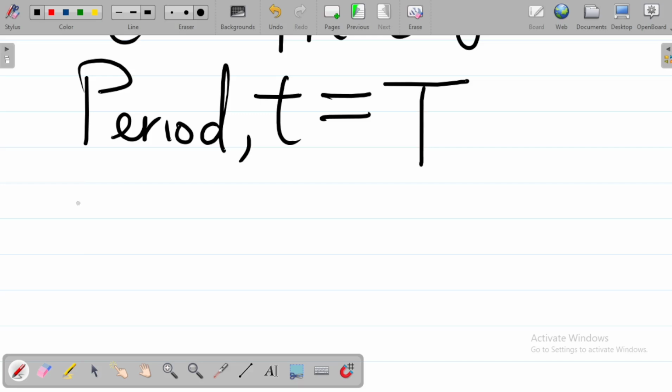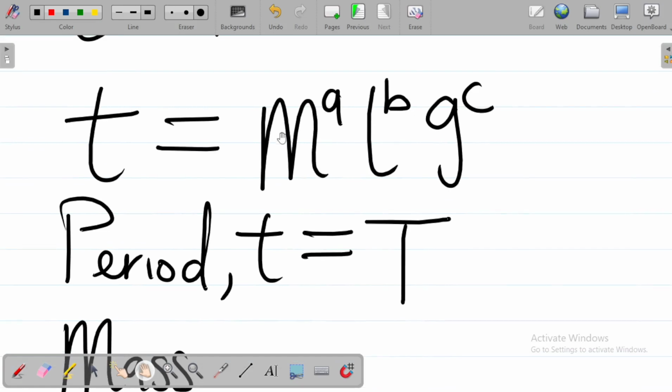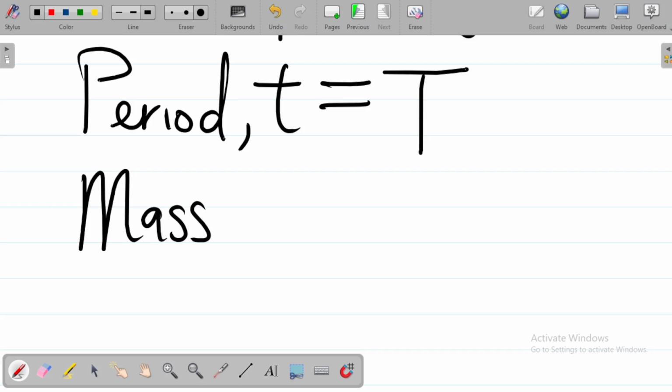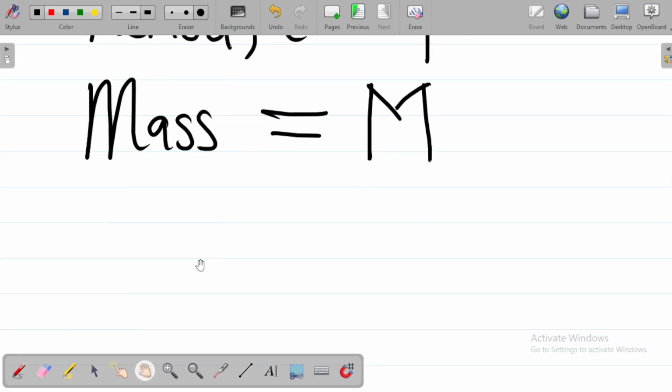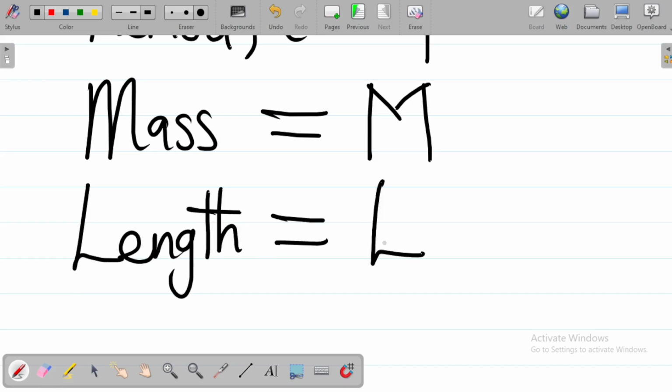And also we have mass. If you check the question, that's why we have m here. m stands for mass. Mass is capital letter M, and we also have length. Length is capital letter L.